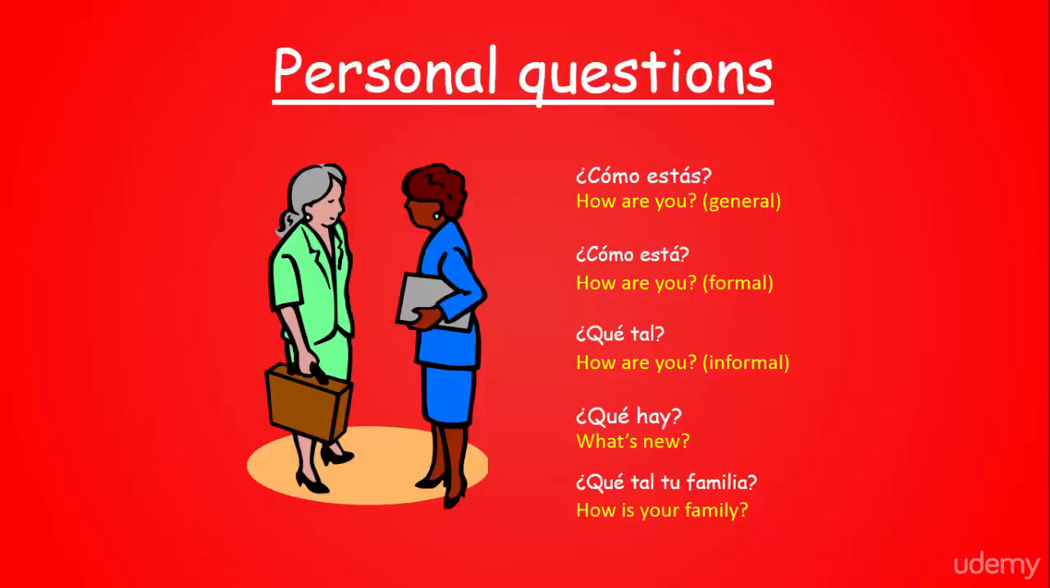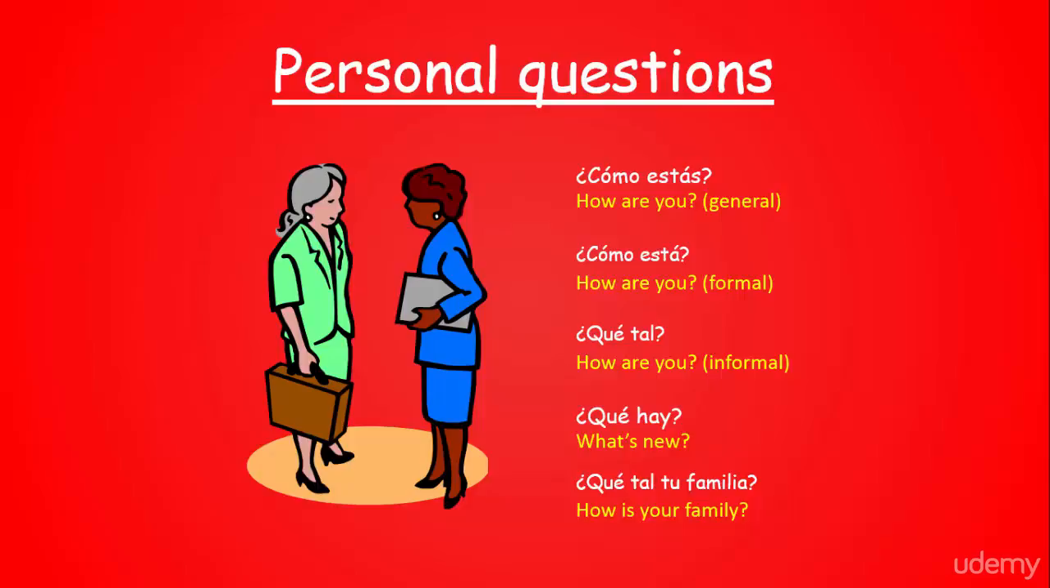Moving on, we have our personal questions. So we can use these when we meet up with somebody and we want to ask them how they are, or even how their family is. So we can ask, ¿Cómo estás? Which is how are you? And this is quite general, we can use this with people we know or people we've met before. ¿Cómo está? You see no S on the end. How are you? Formal. So something we'd say to somebody maybe we've not met before, or maybe an elder person.